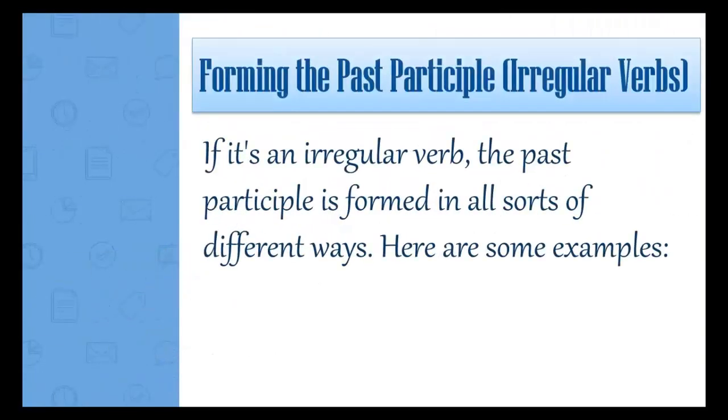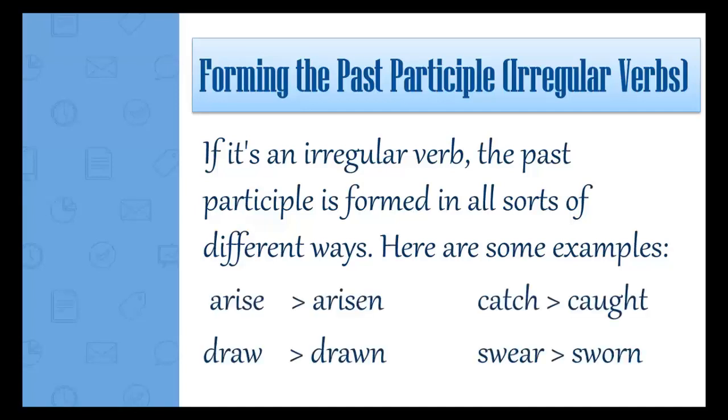Now we're going to see how the past participles are made in case of irregular verbs. In case of irregular verbs, the past participles are formed in different ways. See the examples? We have different past participles from each of these verbs: arise, arisen, draw, drawn, swear, sworn. So you just have to learn the past participles of irregular verbs to use them appropriately.